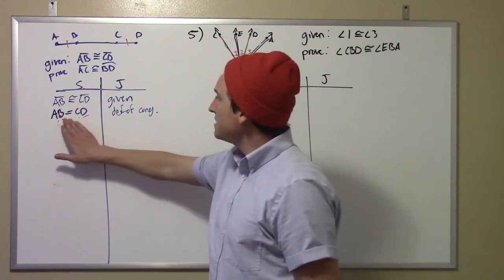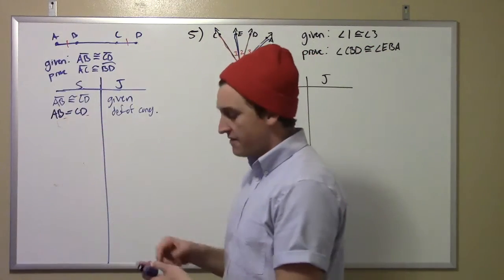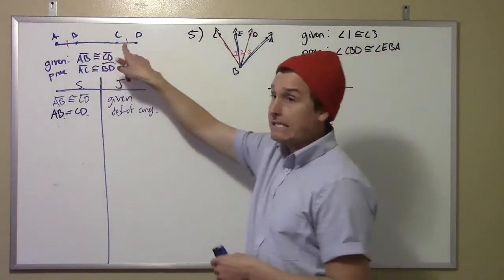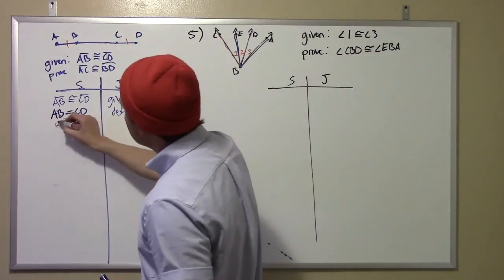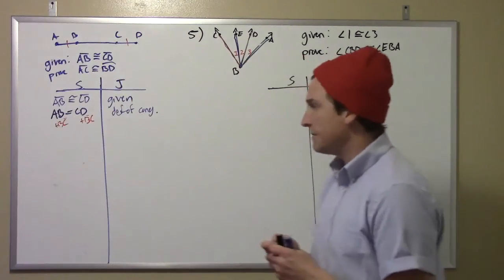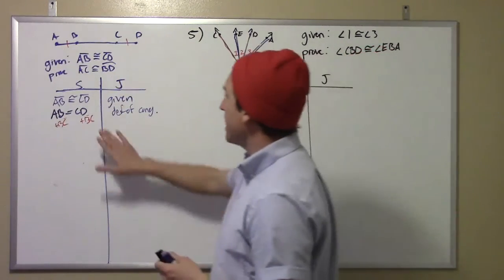Well, what I'm going to do instead of adding 5 and 5 is I'm going to add a measurement. I'm going to add BC. So I can do this, plus BC, right? Because BC is just some number out there. So let's do that.